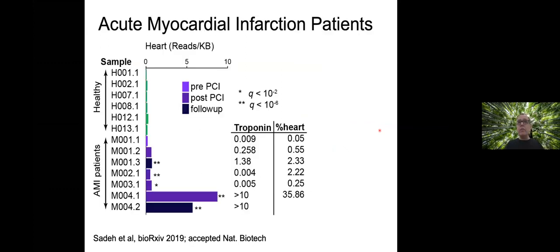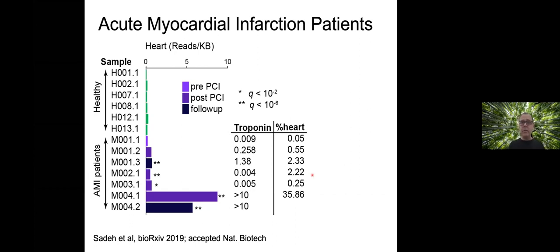What happened when we switch from healthy subject to subject suffering acute myocardial infarction, where we know there is damage to the heart muscle? There we detect a significant level of heart signature, and this allows us essentially to say this is a positive control that we can actually look at.